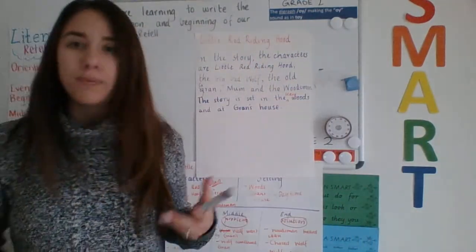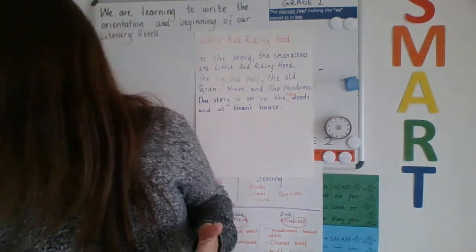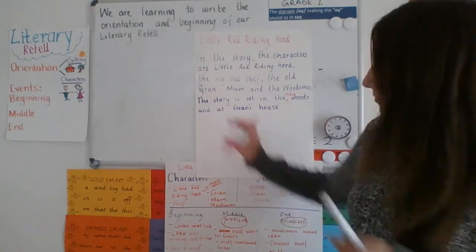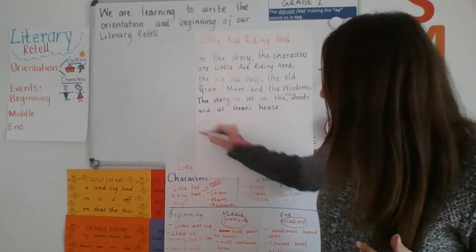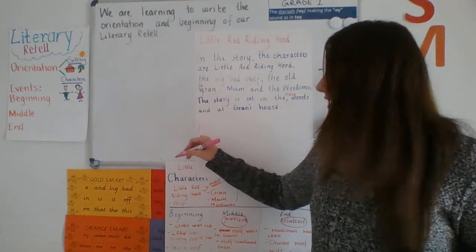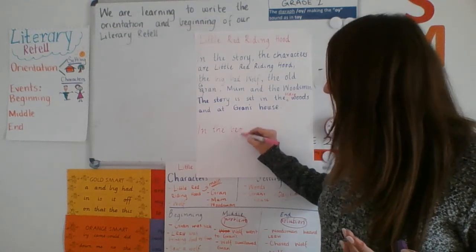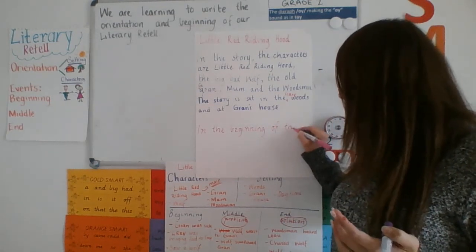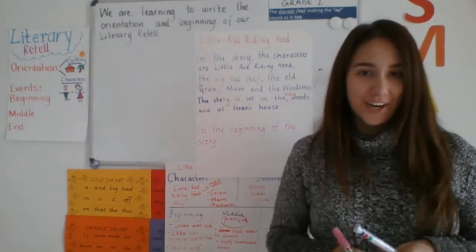Now it's time to move on to the beginning. We are about to write about the events, okay? Now, I'm going to use a different coloured texter for that so that we know that the beginning is different to our orientation. Now, I'm going to leave a space here so I can show that I'm using paragraphs, okay? And I'm going to start with a capital letter, okay, because it's the start of a sentence. And I'm going to start that sentence with, in the beginning of the story. And I'm going to stop there, okay?